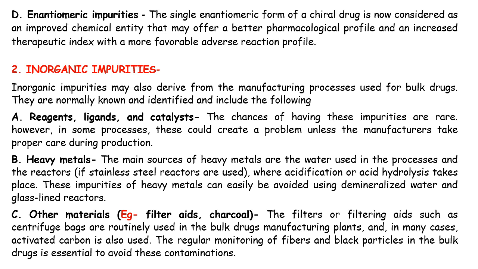Next, heavy metals. The main source of heavy metals is the water used in the processes and the reactors. If stainless steel reactors are used where acidification or acid hydrolysis takes place, these impurities of heavy metals can easily be avoided by using demineralized water and glass-lined reactors. Next, other materials, for example filter aids and charcoal. Filter or filtering aids such as centrifuge bags are routinely used in drug manufacturing plants, and in many cases activated carbon is also used. Regular monitoring of fibers and black particles in the bulk drug is essential to avoid these contaminations.